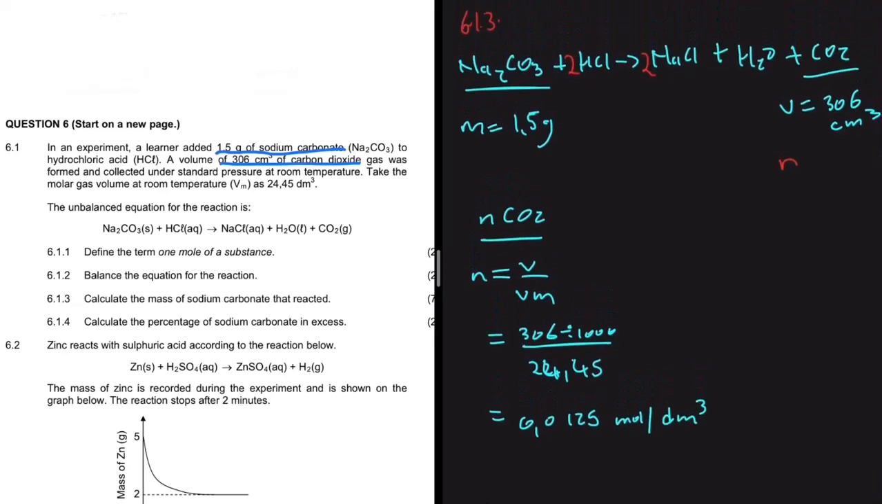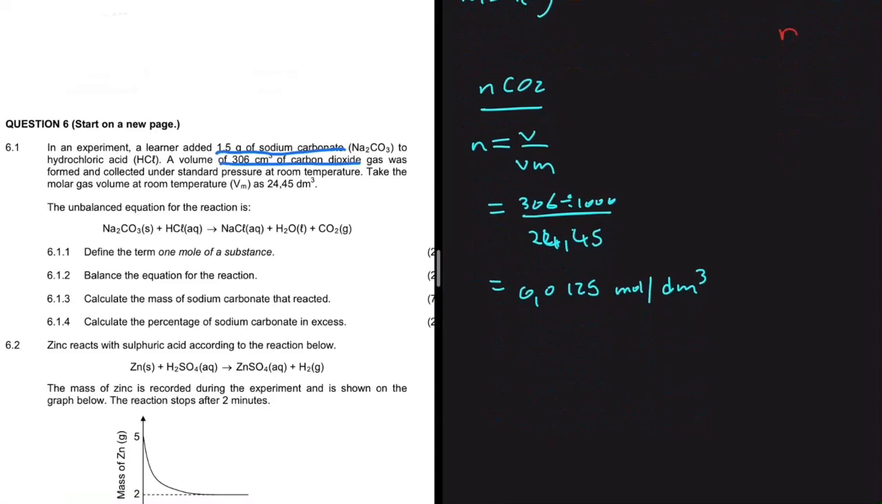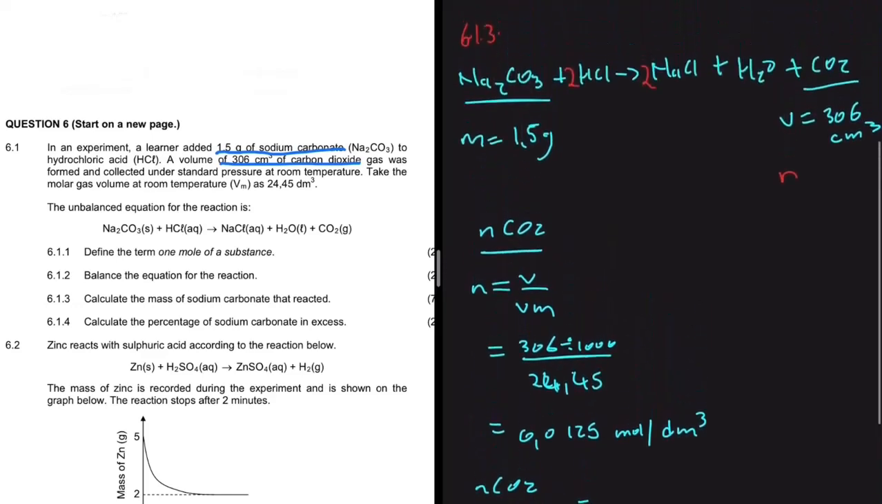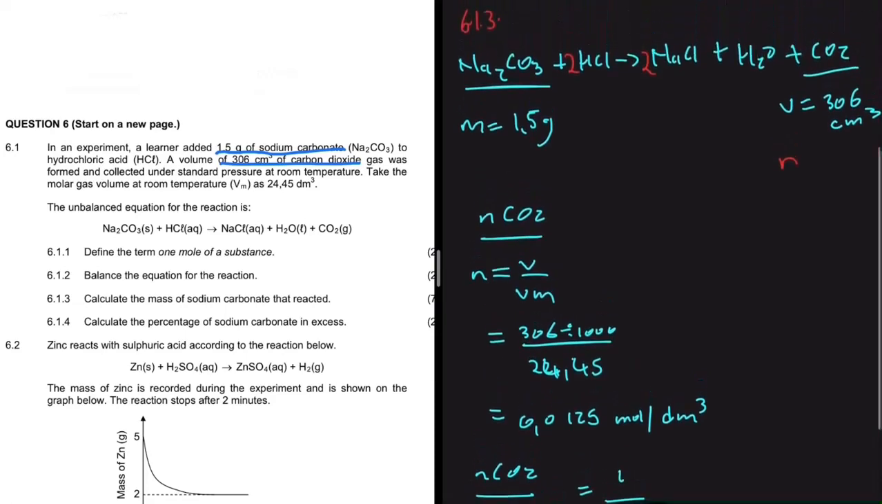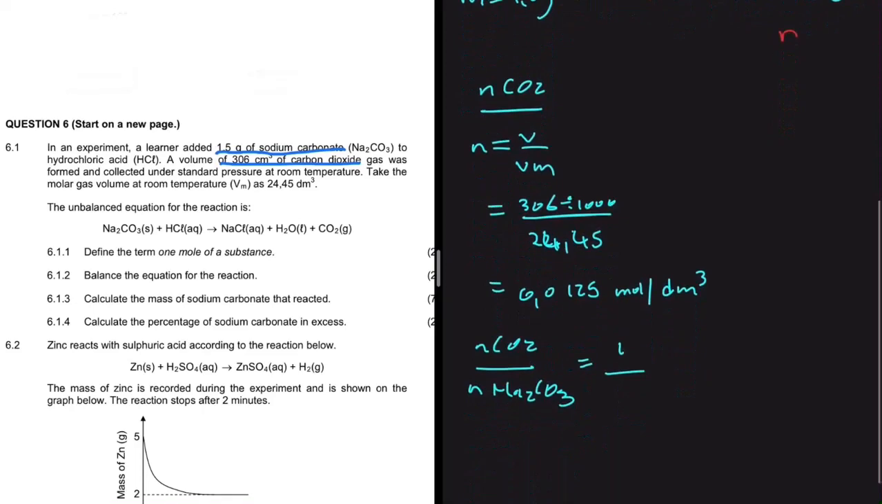So now we have the number of moles of CO2 that were formed with part of the sodium carbonate that reacted. Now using the mole ratio, we're going to be able to find the moles of Na2CO3 that reacted, and consequently the mass that reacted, right? So now we can say the number of moles of CO2 divided by the number of moles of Na2CO3 is equal to the balancing coefficient. What is the balancing coefficient on CO2? The balancing coefficient is 1, right? And the balancing coefficient of Na2CO3 is also 1.